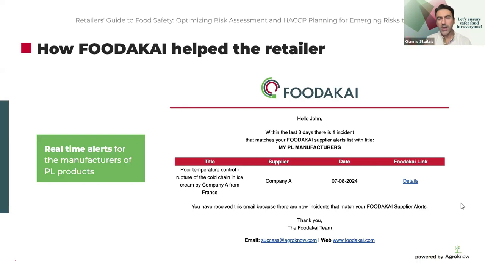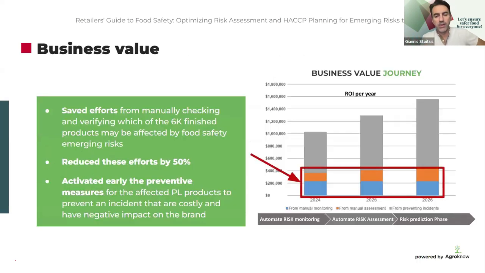So in this case, what is the business value that we see? If we go to the next slide, Georgia, the business value is mainly due to the saved efforts from manually checking and verifying which of the 6,000 finished products may be affected by an emerging food safety risk that is announced by an authority.